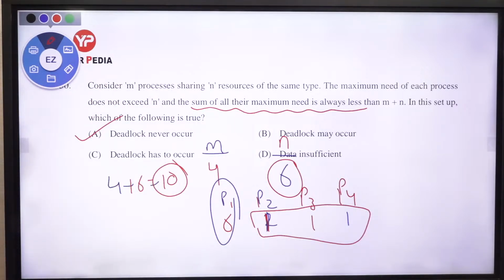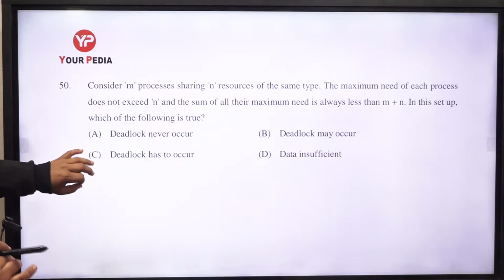Keep in mind, my dear students, deadlock never occurs in this case. Very good, Akash, Nisu, Siddhant, Pawan. Very good. All of you are right.